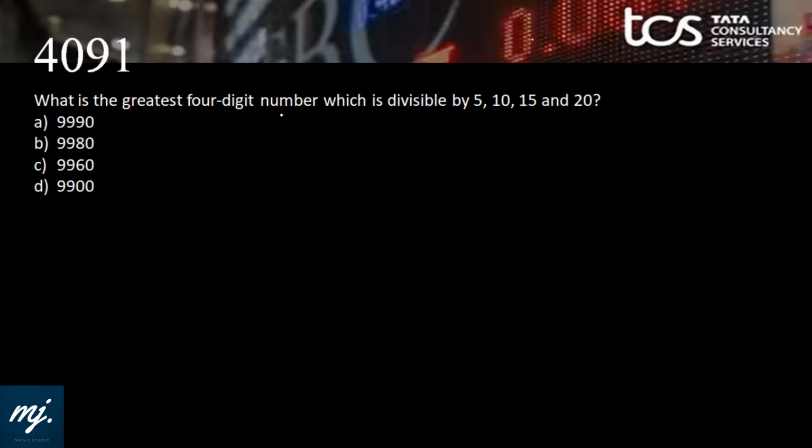What is the greatest 4-digit number which is divisible by 5, 10, 15, 20? It's a classic question of LCM. We're looking for the LCM of 5, 10, 15, 20 into q times, such that it becomes the greatest 4-digit number. But why use this process? Out of all these 4 options, the number should be divisible by these 4 numbers. That means this number should be divisible by the LCM of these.